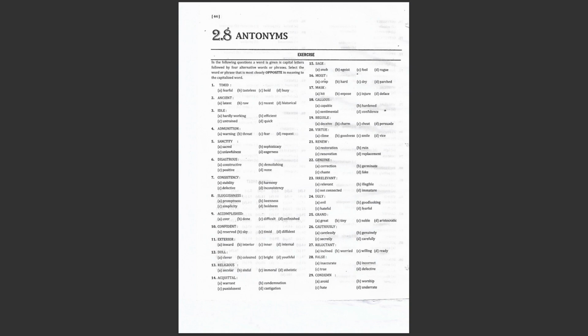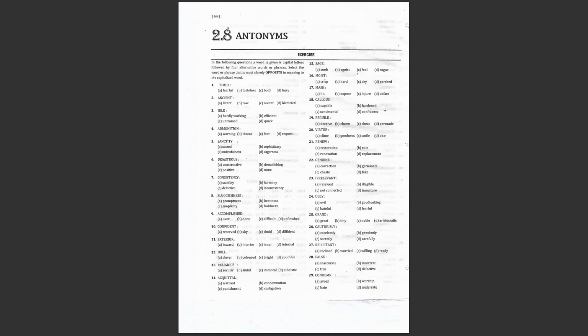Next word is accomplished. Accomplished is to achieve, to complete. हिंदी में कहते हैं पूरा करना. इन्होंने वो चीज़ पूरी कर ली. He managed to accomplish that task. So the correct antonym here would be unfinished. If you're not able to finish something, you've not accomplished it.